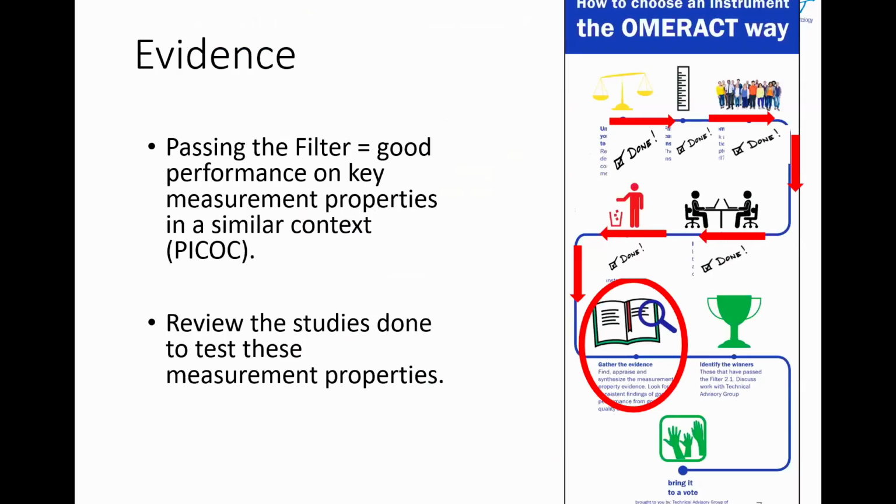So what we're really trying to look at now is reviewing the evidence. Passing the filter means that we have consistent, good performance on key measurement properties in a similar context of use. So similar patients, similar types of interventions being considered. And what we need to gather that evidence is a review of the studies that were done to test these measurement properties in similar enough populations.